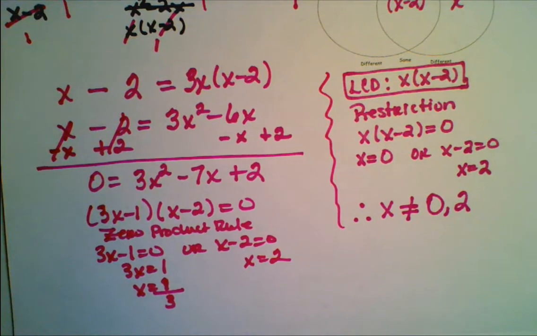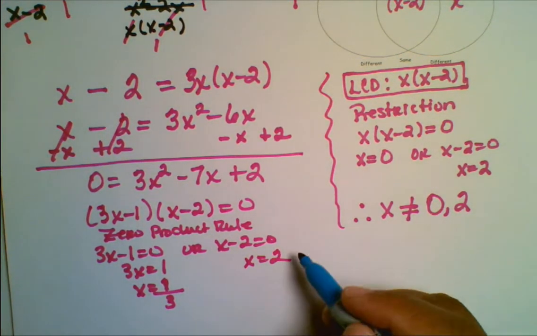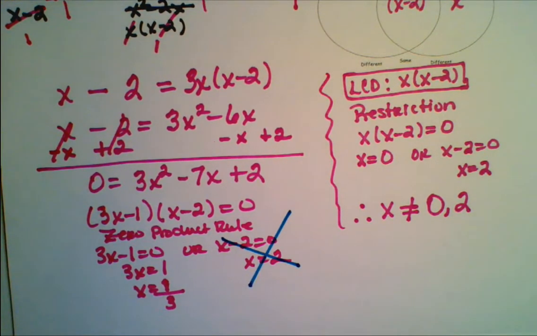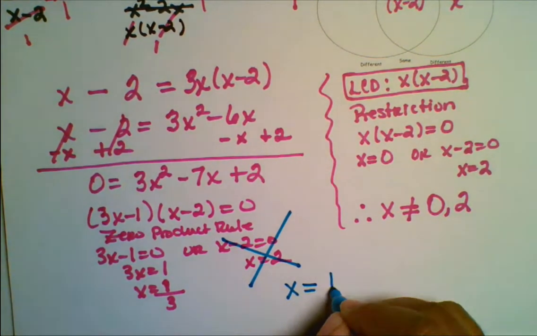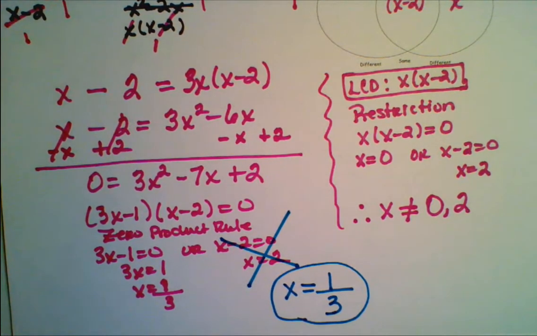So what we're going to do is eliminate one of the solutions because we're already told what x cannot be. The solution that's going to be crossed out, that's not part of the answer, is x equals 2. Therefore, our answer for example 5 is 1/3. That is our answer.